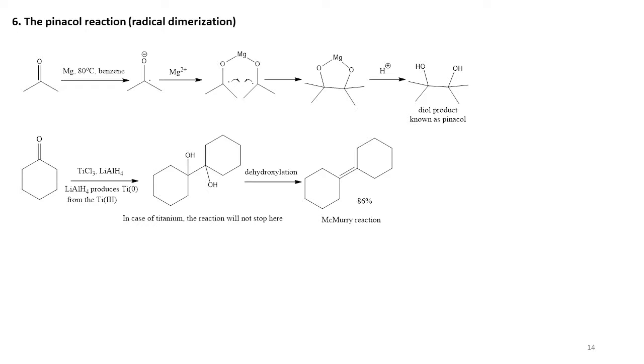In pinacol reaction, the carbonyl group, this one, receives an electron from magnesium metal to form ketyl radical. Two of these ketyl radicals couple together through magnesium ion and bond formation. Then, in acidic condition, it will form the diol. In case of using titanium chloride, the reaction will not stop at diol, but it will undergo dehydroxylation to form alkene, and this is called McMurry reaction.